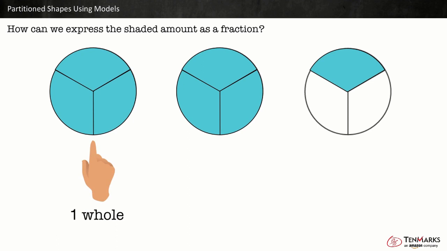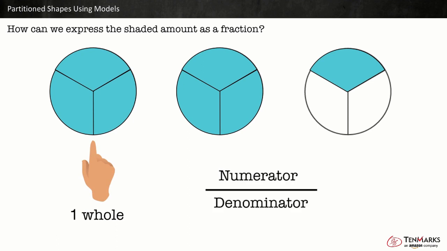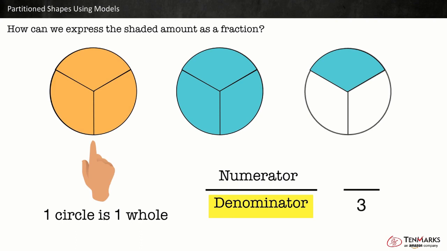Let's look at the parts of a fraction. The denominator names how many equal parts are in the whole. Take a look at the whole. One circle is one whole. And there are 1, 2, 3 parts in the circle. So the denominator must be 3.